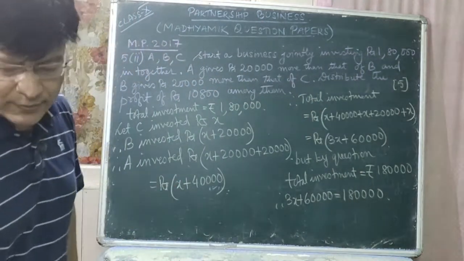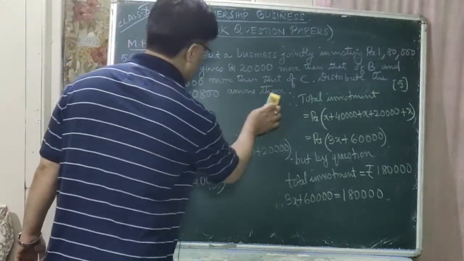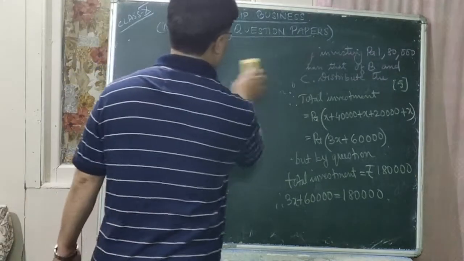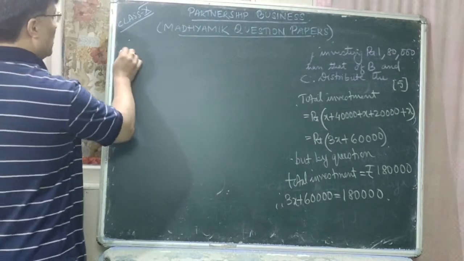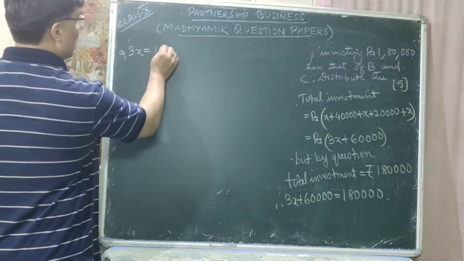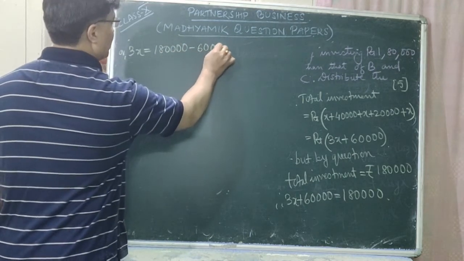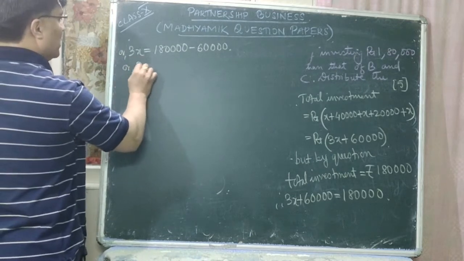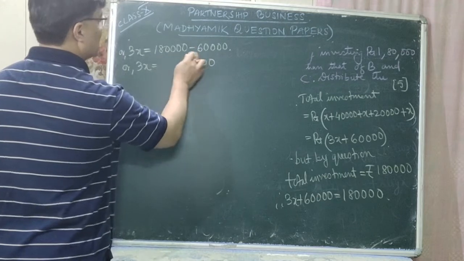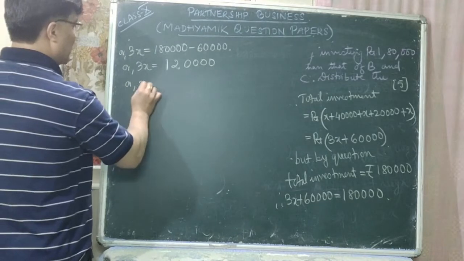So let us solve it to get the value of x. 3x is equal to 60,000. Take it to the right hand side. So it is 1,80,000 minus 60,000. So 3x is equal to, now we can subtract it. Four zeros are there. 8 minus 6 is 2, and 1. That is 1,20,000.